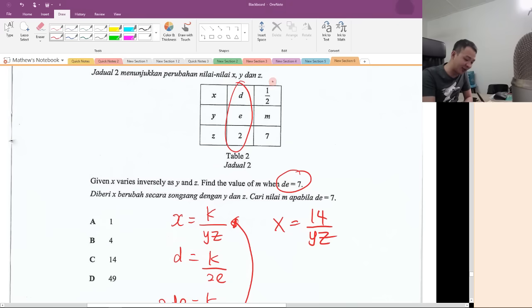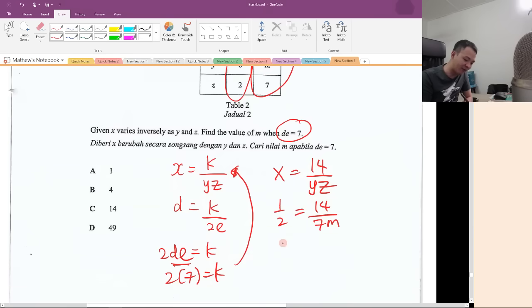Then I substitute the second combination. X is 1 over 2, 14 is here, this is M, this is 7. So it's 7M. Therefore, 7M will equal 28. M equals 4.